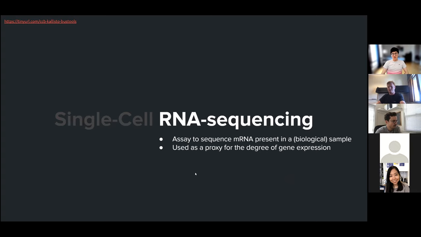RNA sequencing is an assay that has been around for quite a while to sequence mRNA present in a biological sample. The level of mRNA present in the sample we use as a proxy for the degree of gene expression in the sample. I say it's a proxy because it's obviously not 100% sampling of the cell. There is going to be stuff that just doesn't get transcribed or does not get captured efficiently by the RNA sequencing method, even though those transcripts might be present abundantly in the cell.